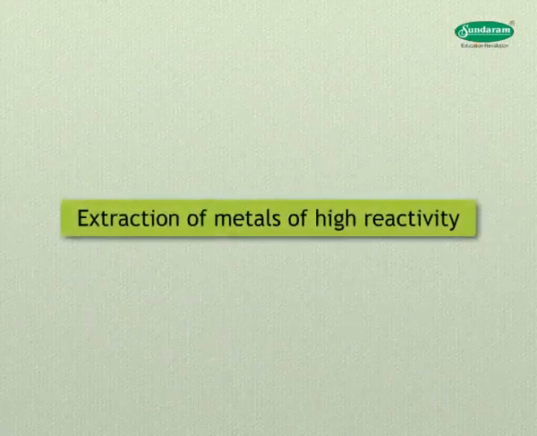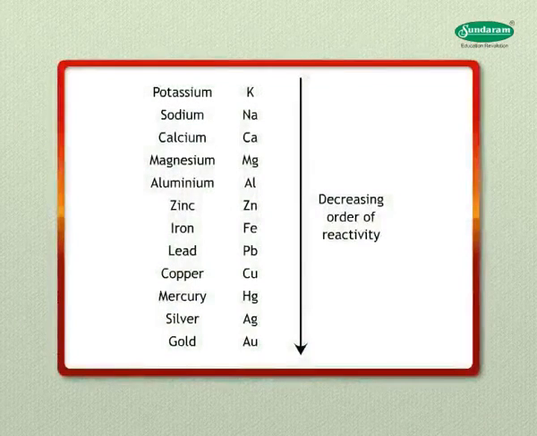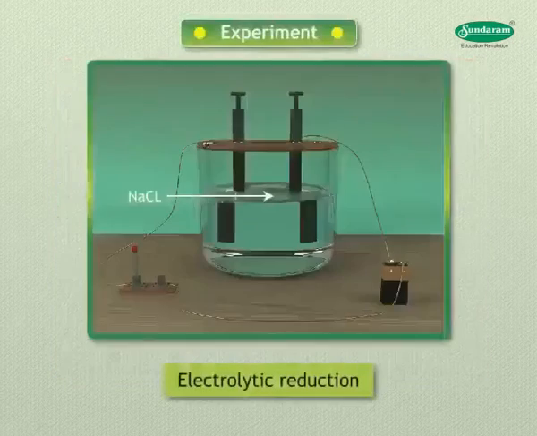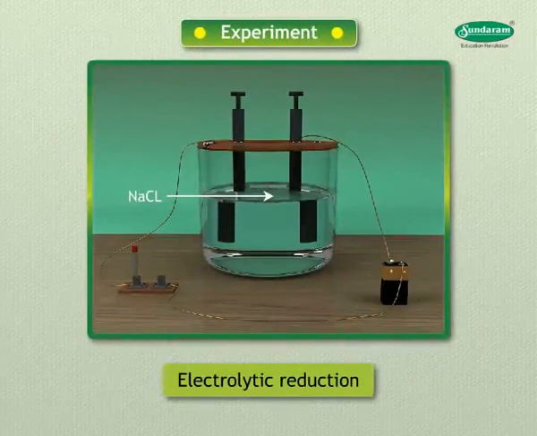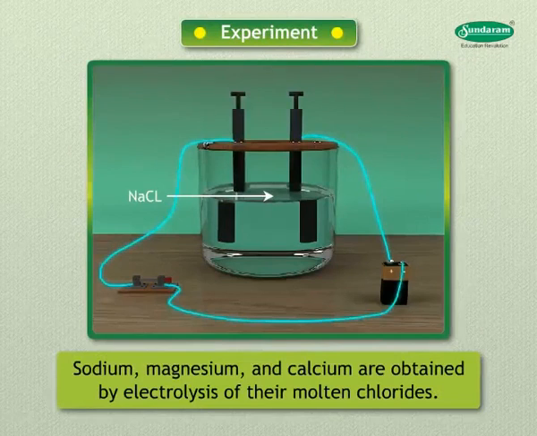Let us look at the extraction of metals of high reactivity. The metals high up in the reactivity series are very reactive, like sodium, potassium, calcium, aluminium and magnesium. These metals are obtained by electrolytic reduction. For example, sodium, magnesium and calcium are obtained by electrolysis of their molten chlorides.